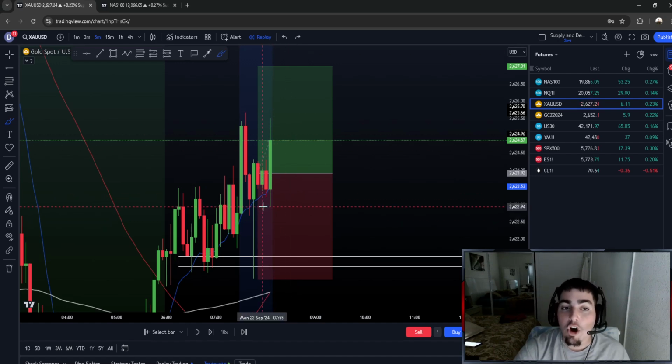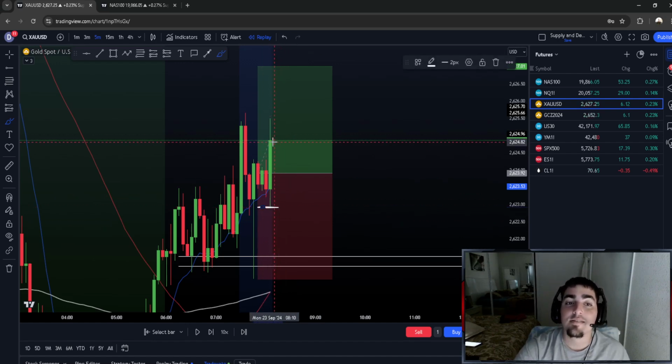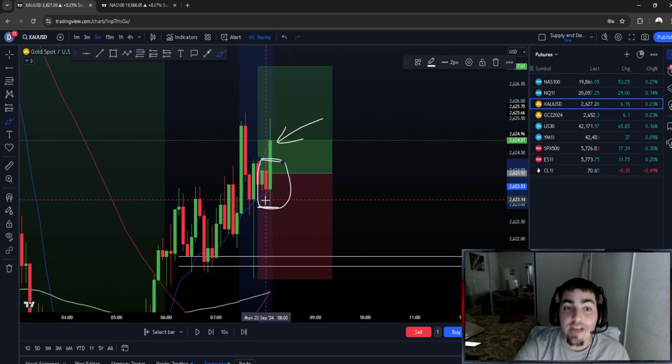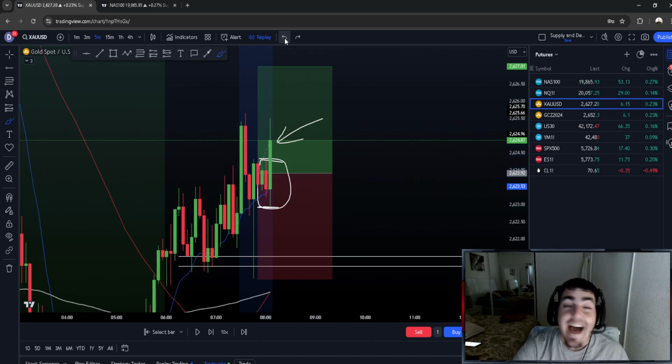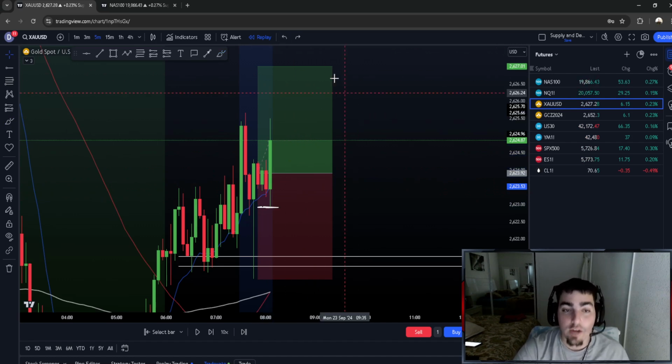I don't want to see us breaking this low right here, because that is going to invalidate this momentum to the upside, and it is also going to invalidate that potential demand that we just left. Plus, we're also going to be breaking below the 13 EMA, so I don't like that. If that happens, I'm not going to like it.